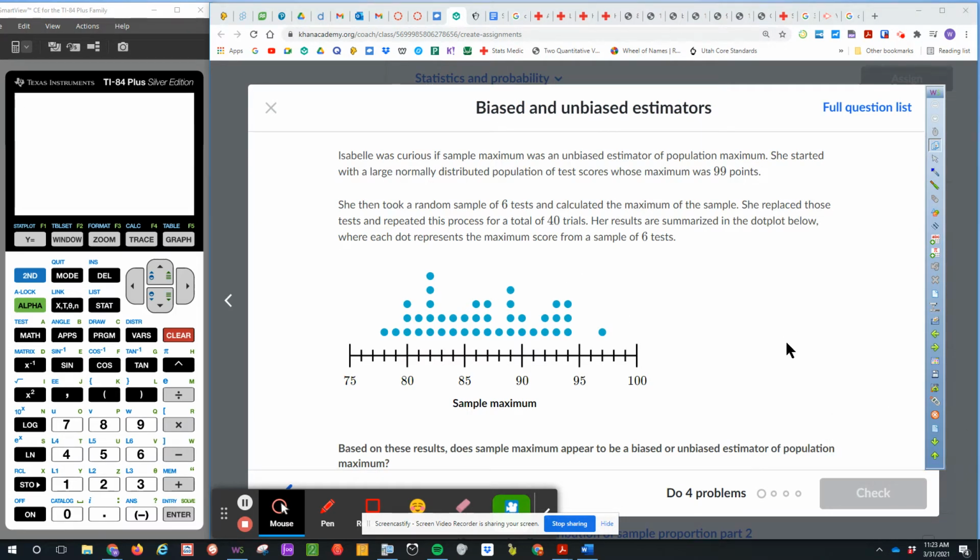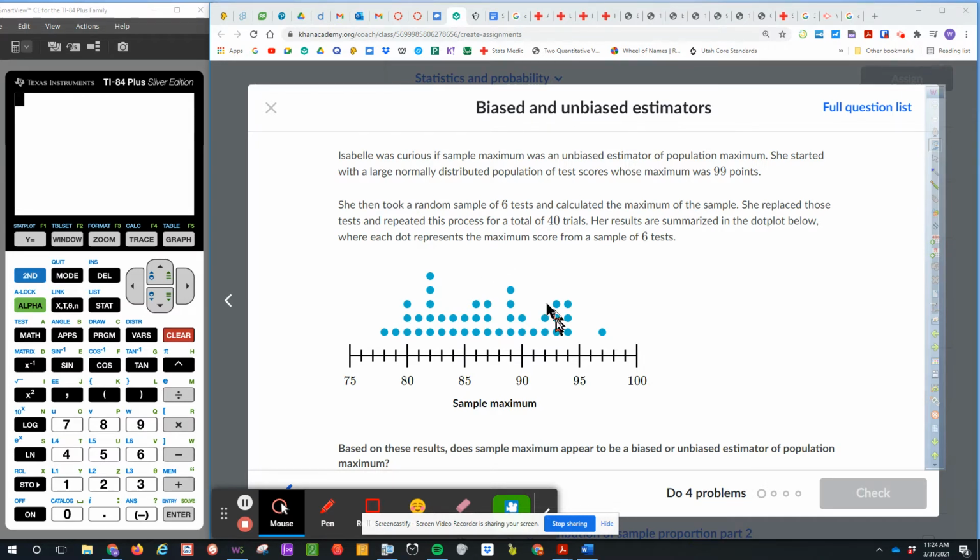So let's dive in. Isabel was curious if the sample maximum was an unbiased estimator of the population maximum. So she started with a large, normally distributed population of test scores whose maximum was 99 points. Then she took a random sample of 6 tests and calculated the maximum of the sample. She replaced those tests and repeated this process for a total of 40 trials.